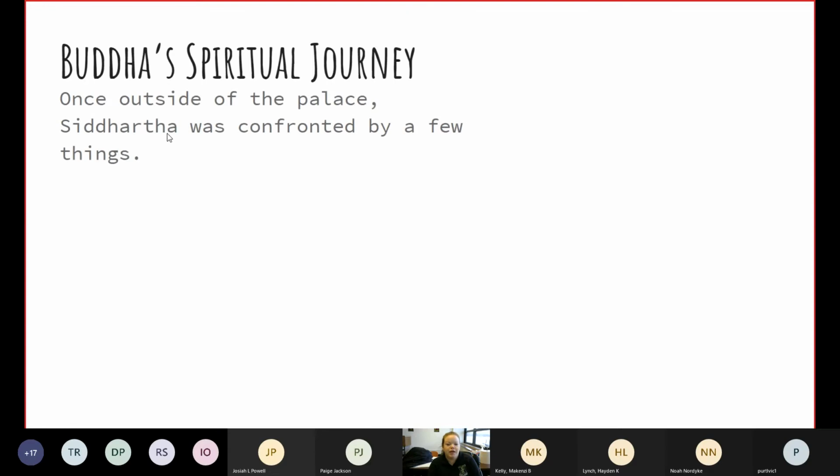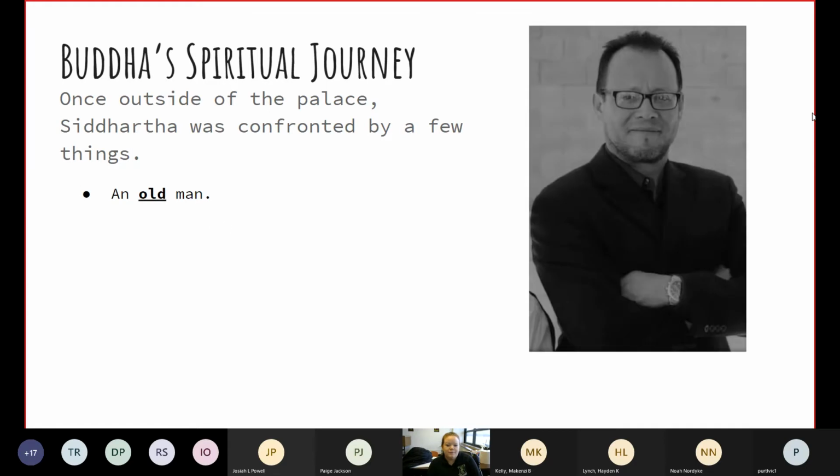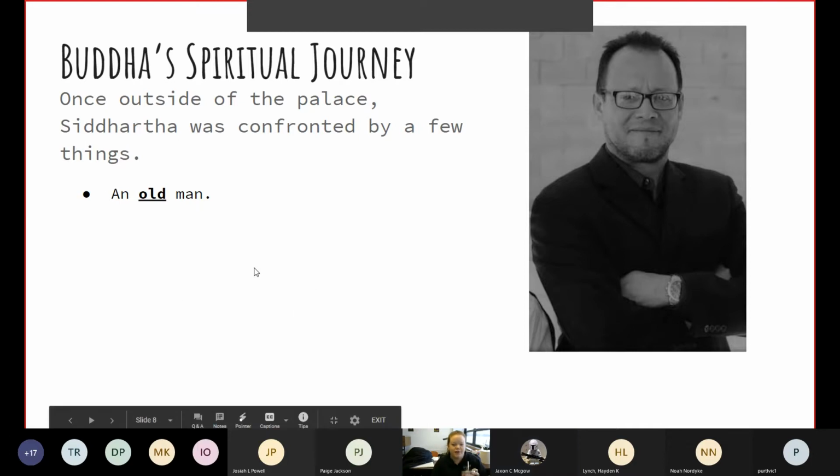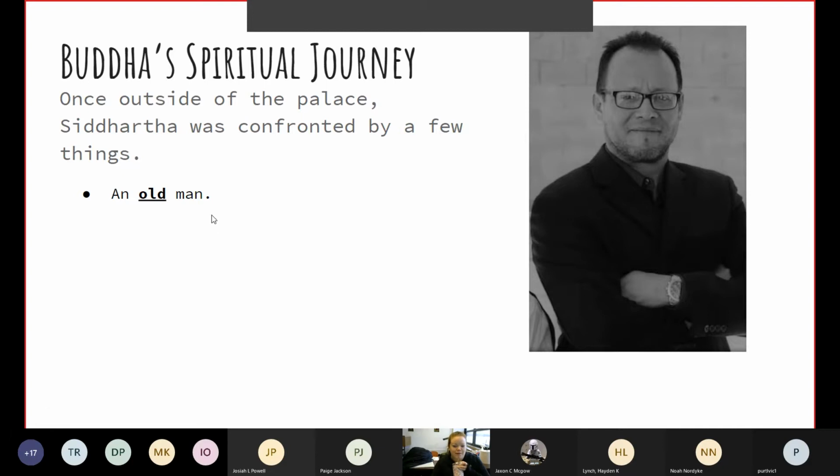Buddha's spiritual journey. Once outside of the palace, Siddhartha was confronted by a few things. The first was an old man. Get it? An old man. Do any of you have Mr. Chavez? I did before I switched. So that's a picture of Mr. Chavez. Mr. Basinger and Mr. Chavez like to make jokes about each other, so they included him in this PowerPoint as an old man.